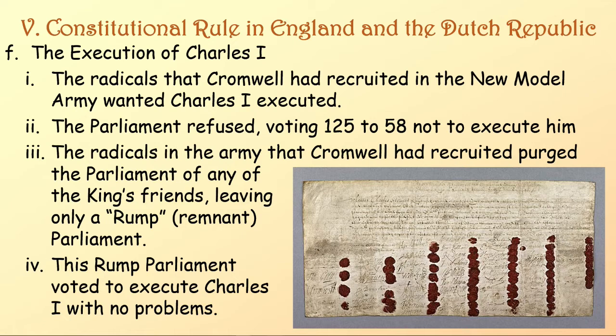The execution of Charles I. The radicals that Cromwell had recruited into the New Model Army, they wanted Charles I executed. Parliament refused. They voted 125 to 58 not to execute the king. So the radicals in the army that Cromwell had recruited purged Parliament of any of the king's friends, leaving only a rump or remnant Parliament. And this rump Parliament that had been purged of anybody that didn't want to execute the king voted to execute Charles I with no problems.